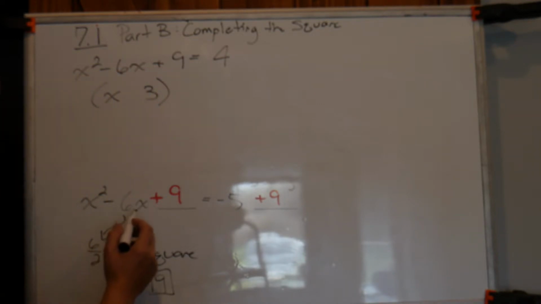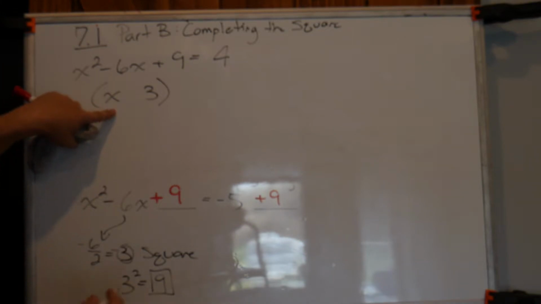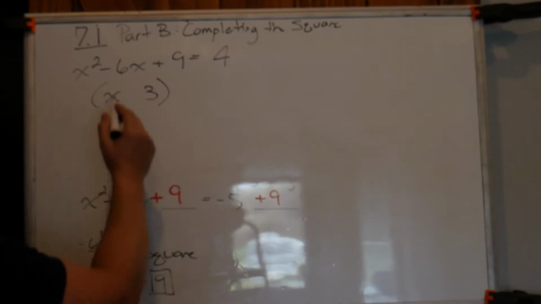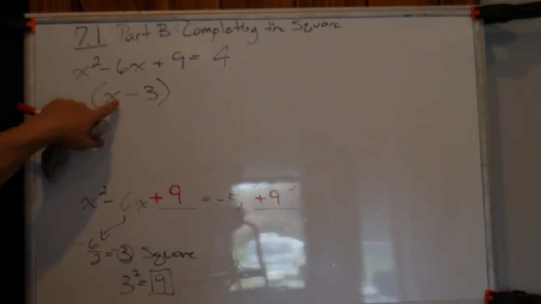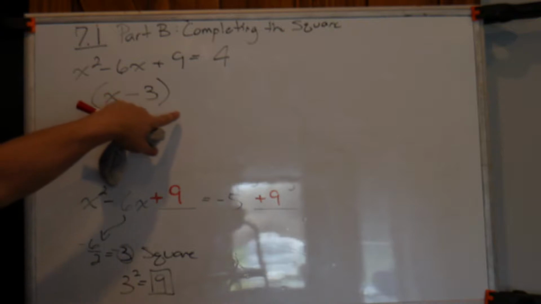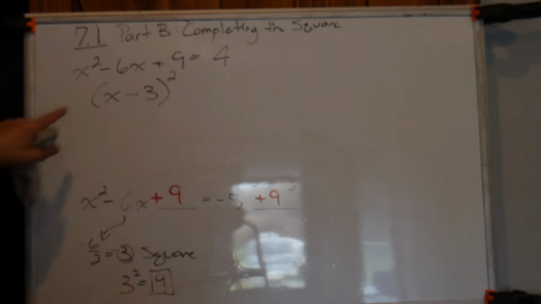And what I should have done is kept my negative in here. Negative 6 divided by 2 is negative 3. That's more accurate. I was focused on the 9. We have a negative 6. So we have a negative. We have an x minus 3 times an x minus 3. We have an x squared minus 6x plus 9.